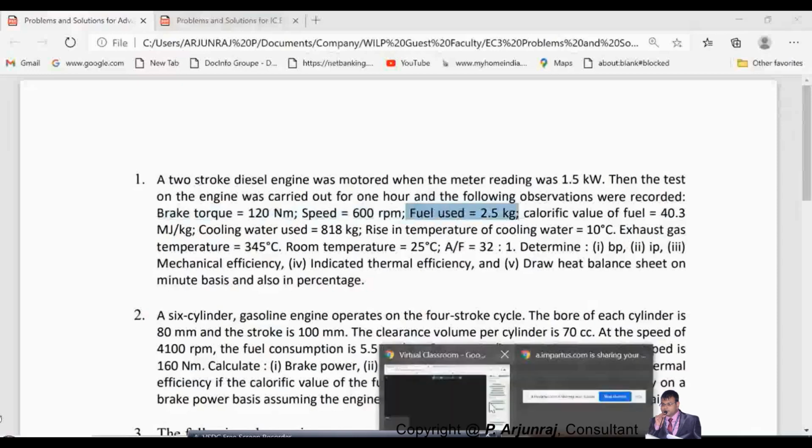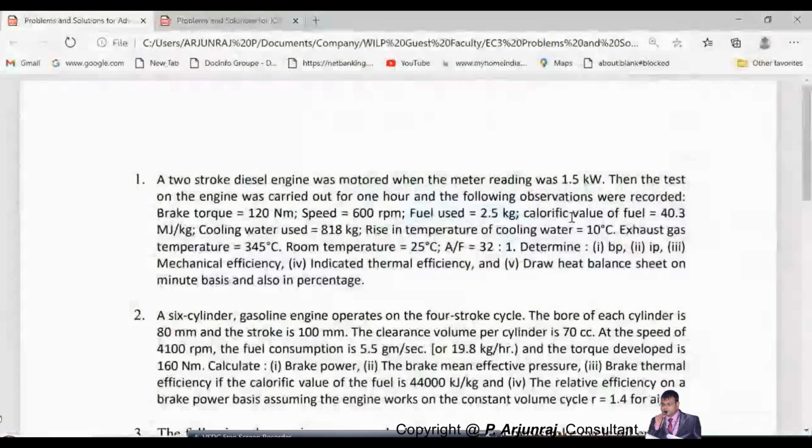Just give me a minute. Okay, it's 2.5 kg, and you write down that calorific value of the fuel is 40.3, and the cooling water is also, this is the cooling water weight. Rise in temperature is 10 degree, and exhaust gas temperature is 345 degree, and the room temperature is 25 degree. And given the air fuel ratio is 32 is to 1. So you need to calculate these are all the requirements: brake power, indicator power, mechanical efficiency, indicator thermal efficiency, and you also need to draw the heat balance sheet on minute basis. So now I will go with the whiteboard.